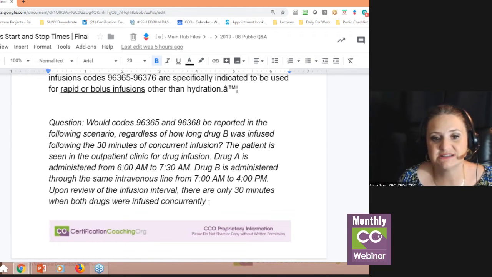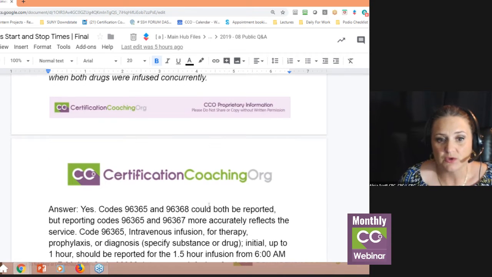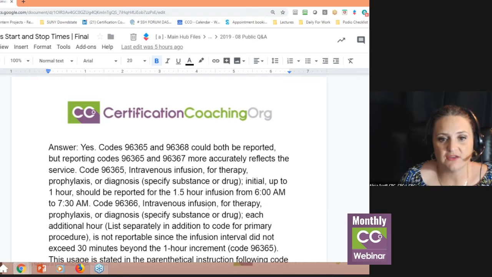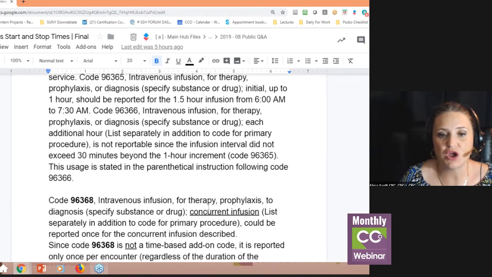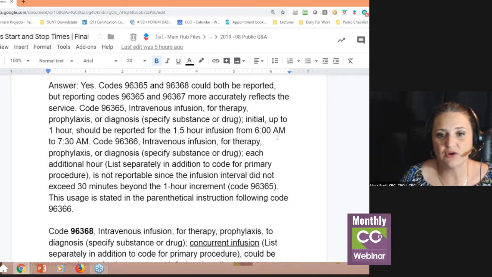because concurrently is the term. So what do we do? Okay, so then they're saying, yes, that's how you do it. But I thought that was pertinent for you to know that even though, so this is an hour and a half of an infusion, and then you code that the additional, you're going to specify the drug for the additional hour, et cetera, et cetera. Even the infusion interval did not exceed 30 minutes beyond the 1 hour increment.